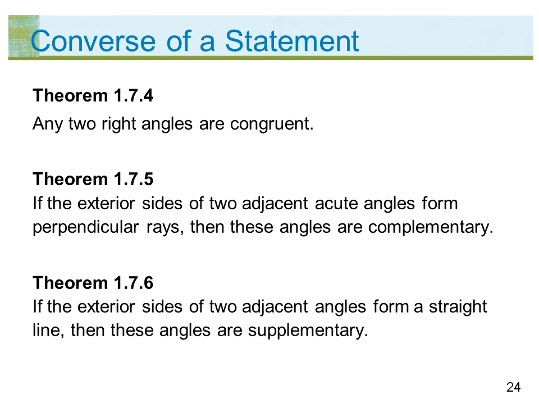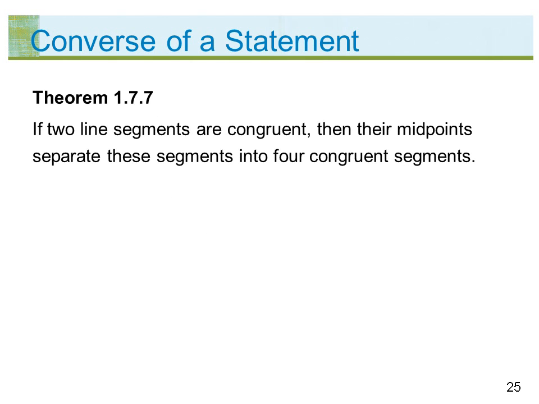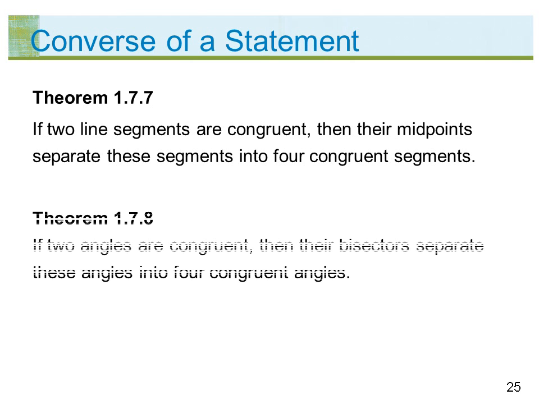Theorem 1.7.6. If the exterior sides of two adjacent angles form a straight line, then these angles are supplementary. Theorem 1.7.7. If two line segments are congruent, then their midpoints separate these segments into four congruent segments. Theorem 1.7.8. If two angles are congruent, then their bisectors separate these angles into four congruent angles.